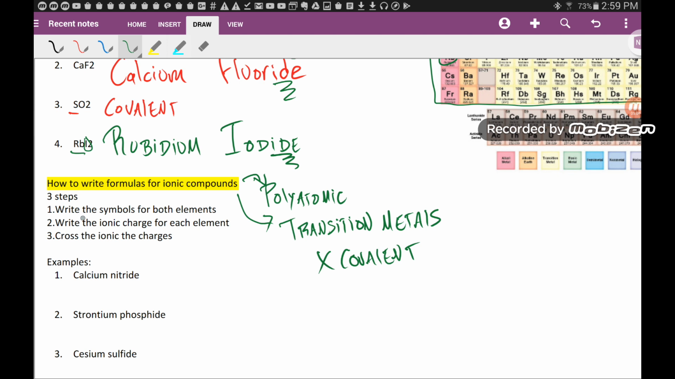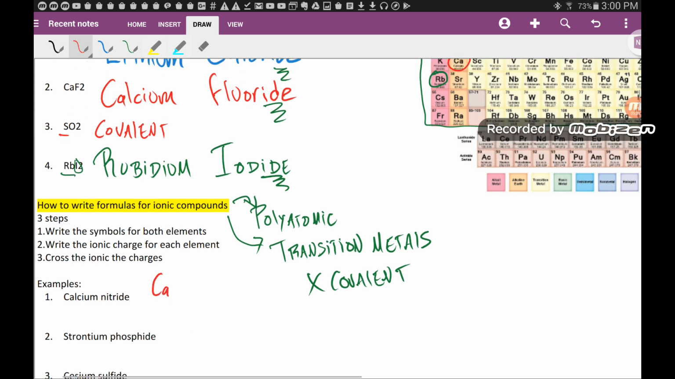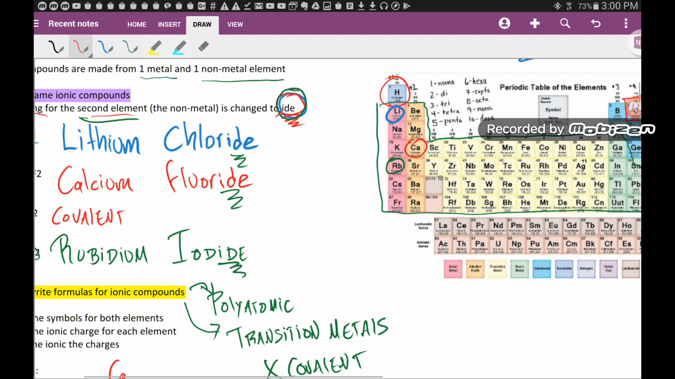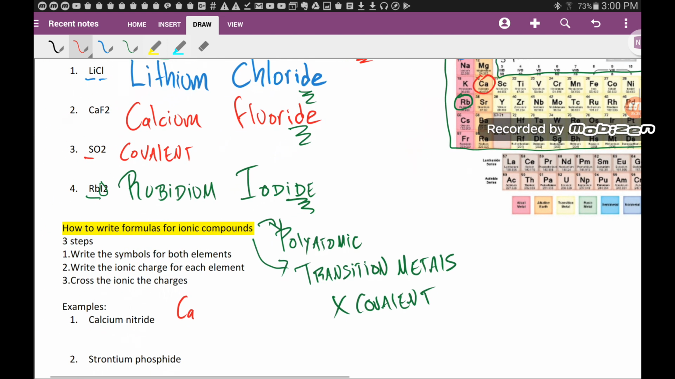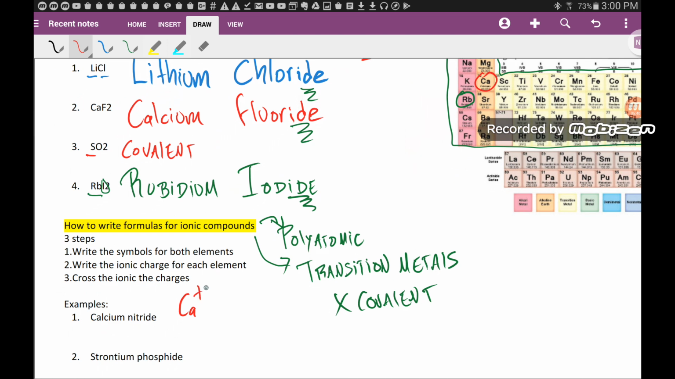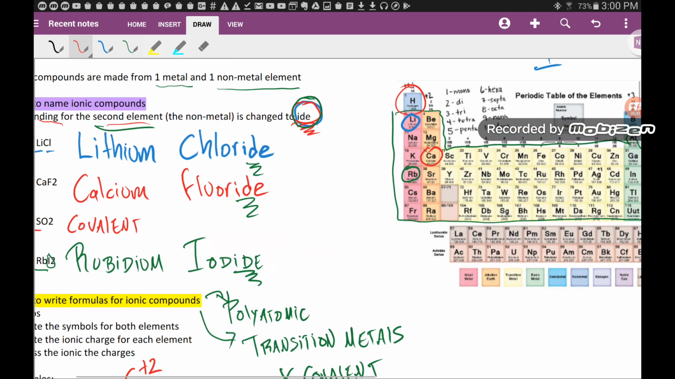Alright, so the first step is we're gonna write the symbol for both elements. Second step, we're gonna write the charge for each element, and the third step is we're gonna cross the charges, the ionic charges. Okay, so this is what I mean. Calcium, we're gonna write its symbol. We're gonna write Ca. That's the symbol for calcium. It's here in the periodic table. You guys have to look for the elements, which I guess is challenging for some. The charge is +2, and we got the charge from up here.